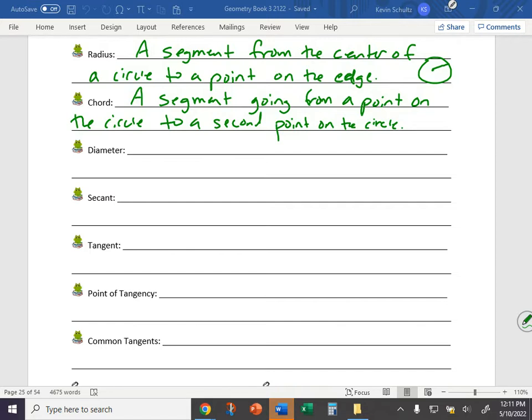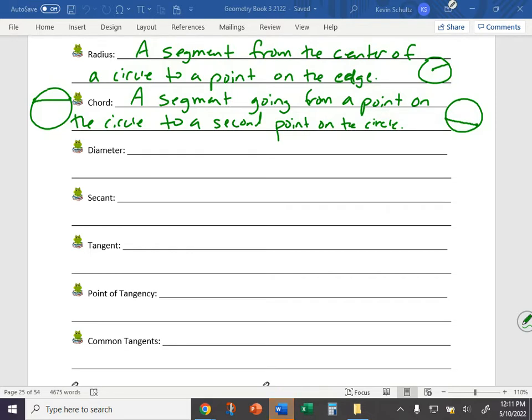Okay, so an example of a chord might look like this. Okay, that would be a chord. Notice it is a segment, so it does have endpoints, one on the circle, another endpoint on another part of the circle. Another example of a chord might be something like that.